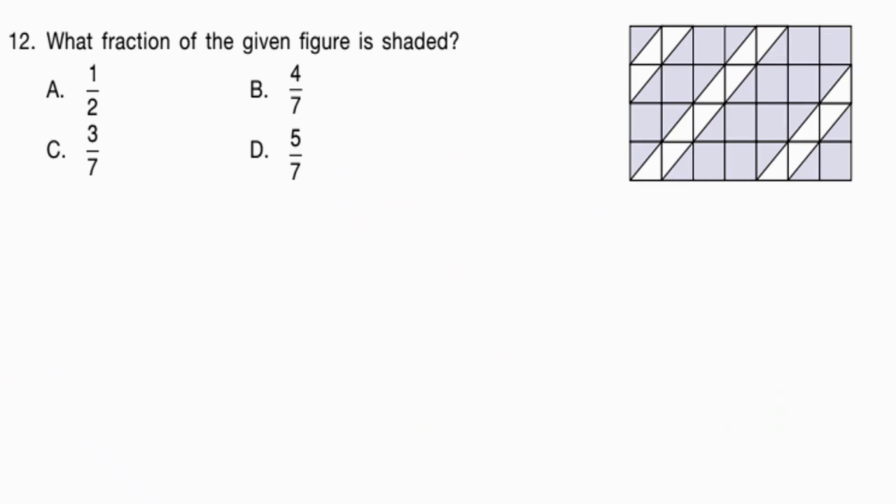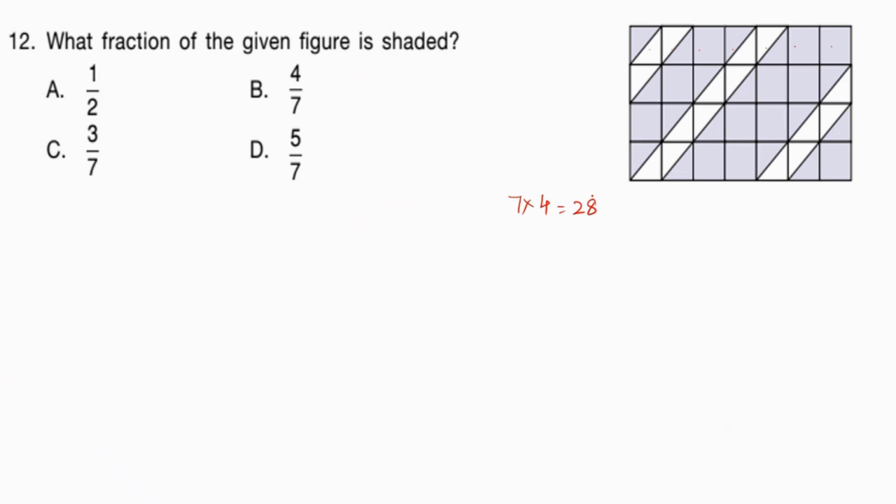What fraction of the figure is shaded here? How many total parts can you see there? How many total squares can you see? 1, 2, 3, 4, 5, 6, 7. 7 in each row, and the number of rows is 4. So the total number of squares will be 28.